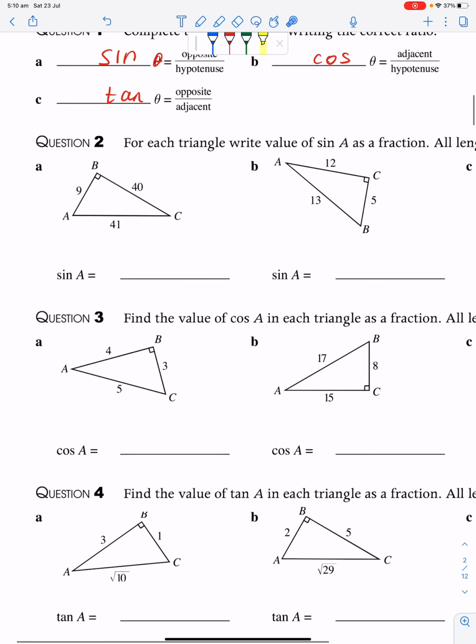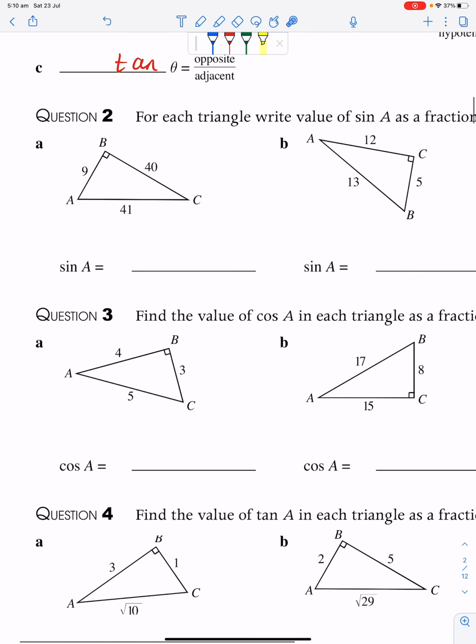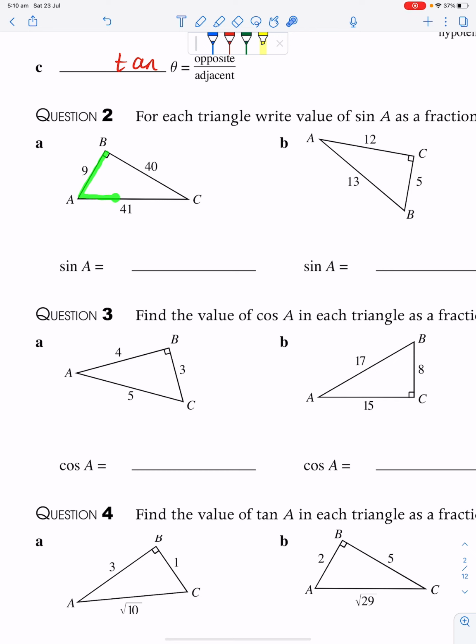What we're going to do here, you've got three sides. You've got a 9, you've got a 41, and you've got a 40. Now, the only side we know for a fact, regardless of where the angle is, is that facing the right angle is always the hypotenuse. So we can label this as the hypotenuse no matter what the question.